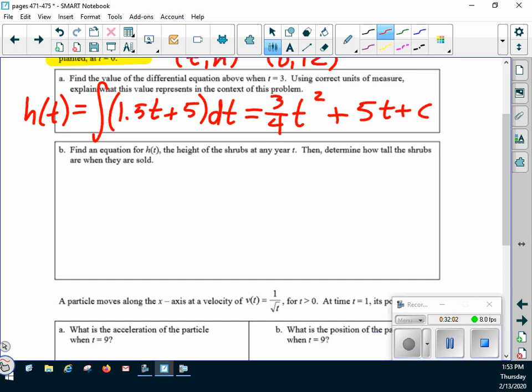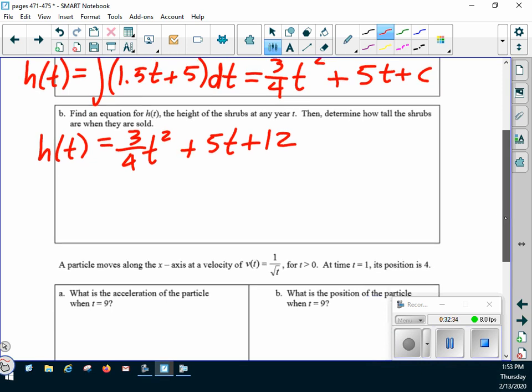But I know what h of 0 is. H of 0 is 12. H of 0 is c, so c is 12. So my h of t is 3/4 t squared plus 5t plus 12. Now we're going to evaluate that at t equals 3.